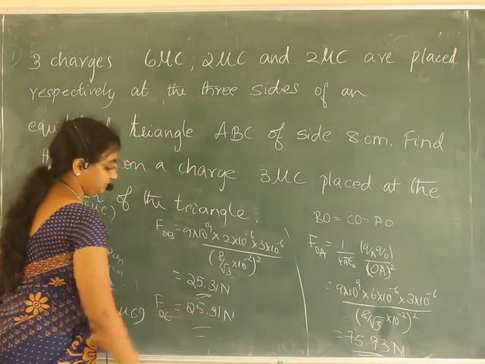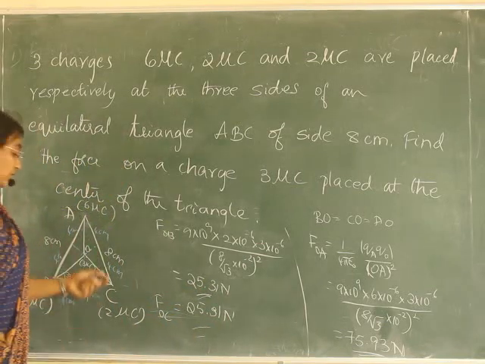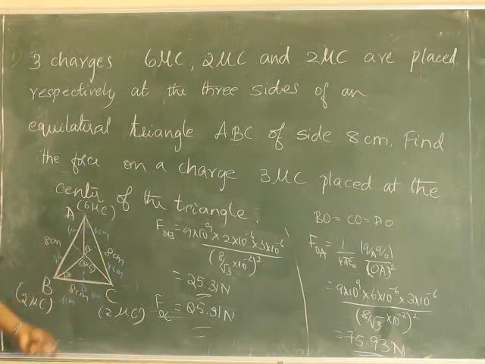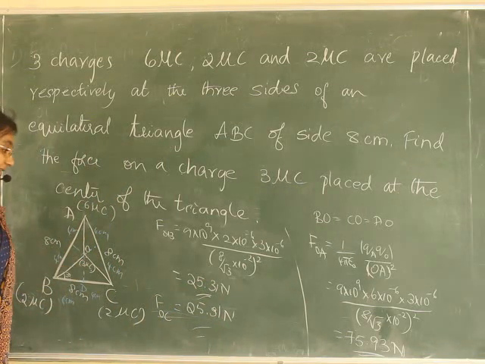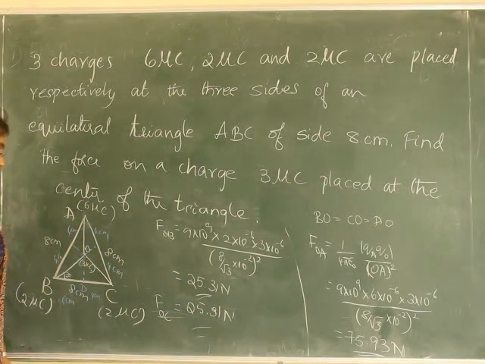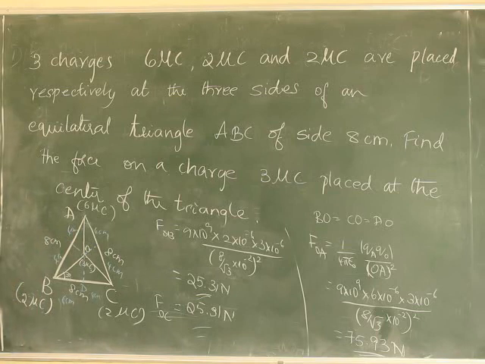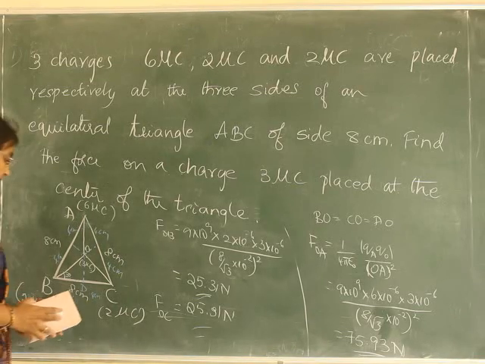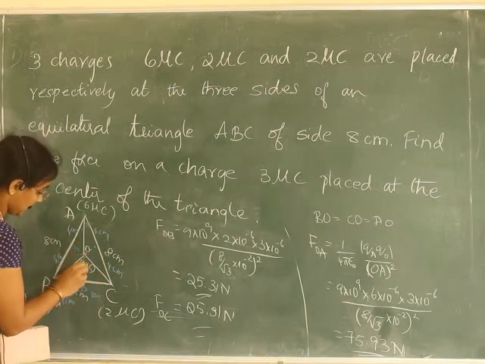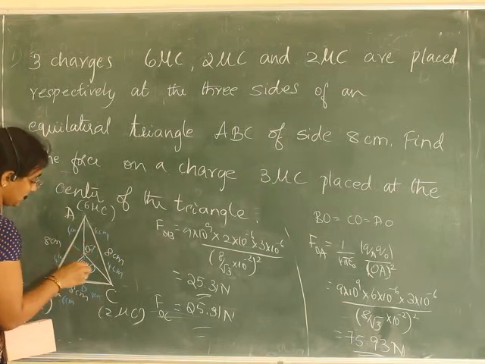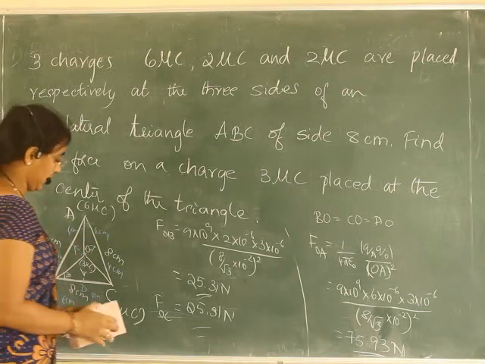Now what should I do? Further, what is the total force acting on the charge, 3 microcoulomb, which is placed at the center? Net force. Okay, these two charges are there. How to find out the resultant of force? Let us consider the forces due to these two charges, because of this charge, because of this charge, because of this charge.